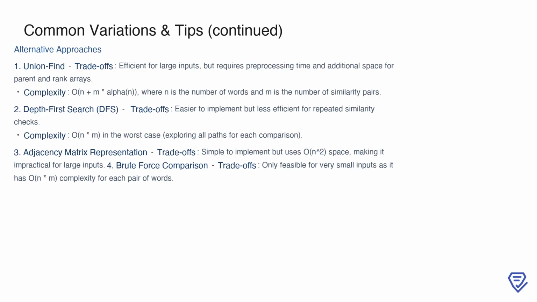Lastly, brute force comparison is the least efficient approach. While it might work for very small inputs, its O(n * m) complexity makes it unsuitable for real-world scenarios. Choosing the right approach depends on input size, constraints, and the specific trade-offs you're willing to make.